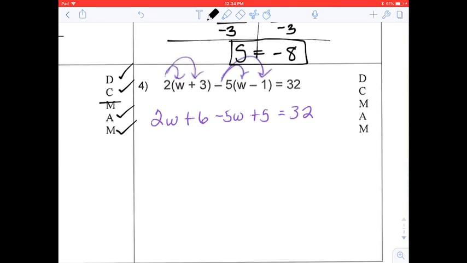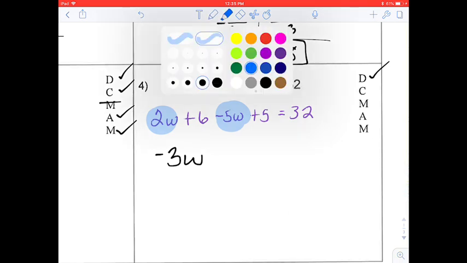Okay, number 4. They've done our distribution for us. That was really nice. We do need to combine our like terms. So I'm going to look at variables first. Here I see 2w and minus 5w. 2 minus 5 is -3w.